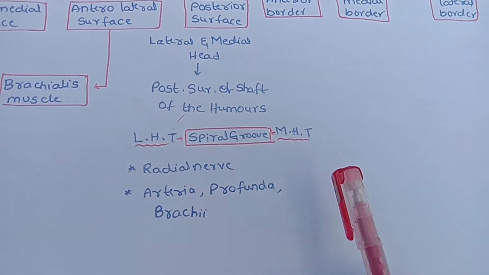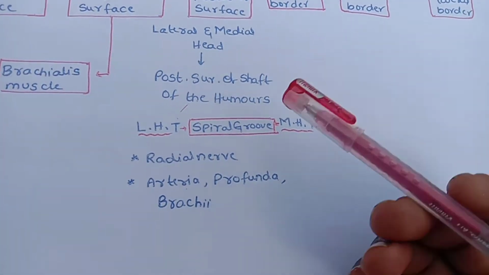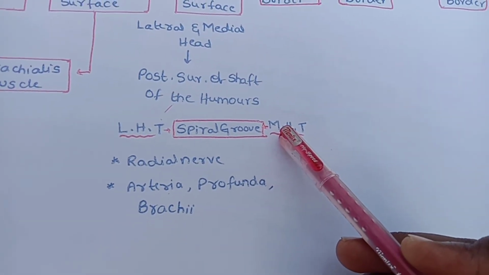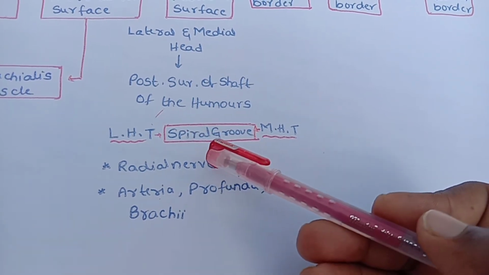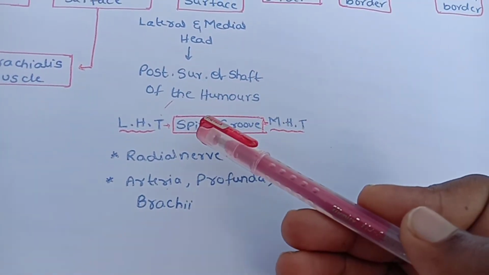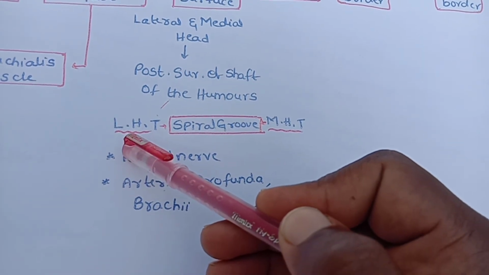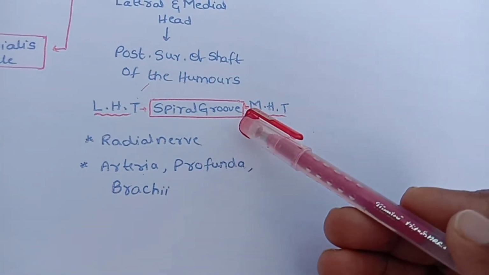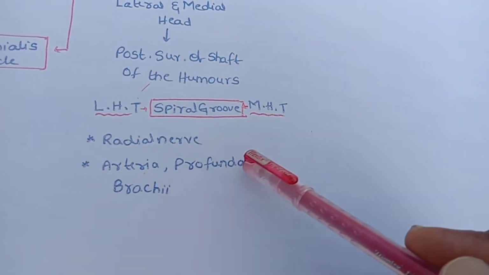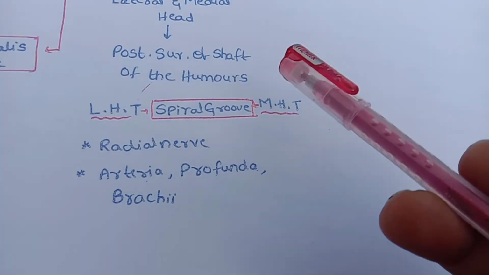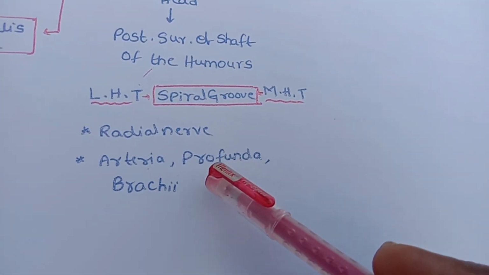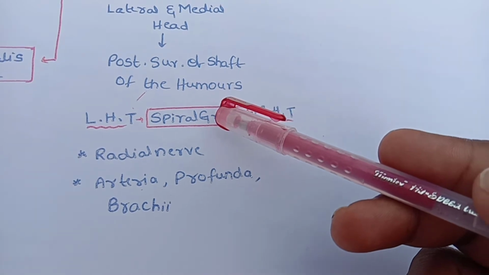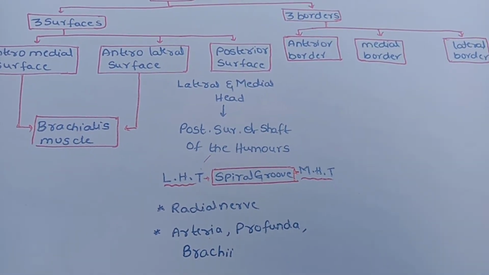Between the lateral head of the triceps and the medial head of the triceps there is a groove. That groove is called the spiral groove. In this spiral groove, the radial nerve and the profunda brachii artery pass by the help of this groove. So this is the shaft.